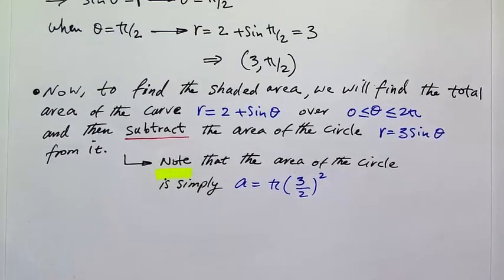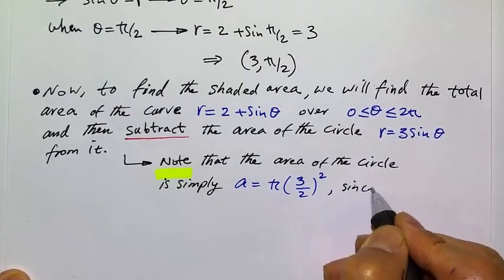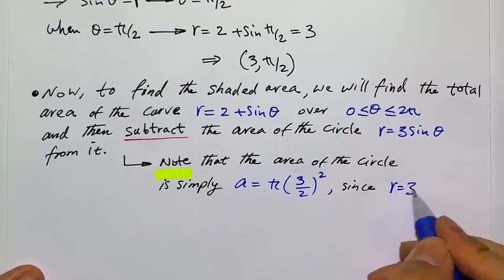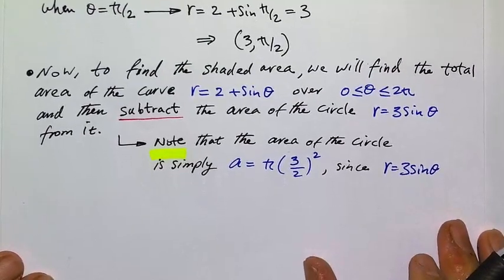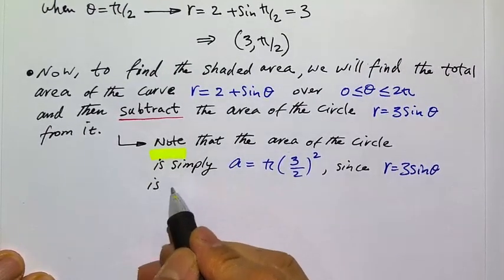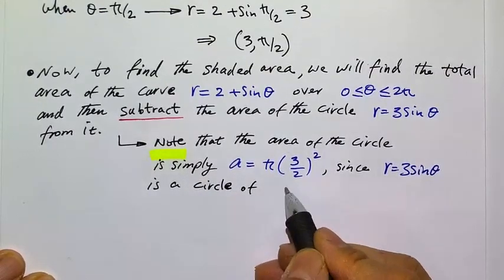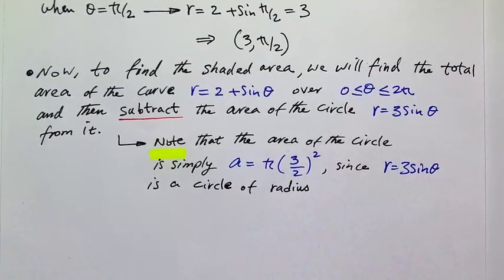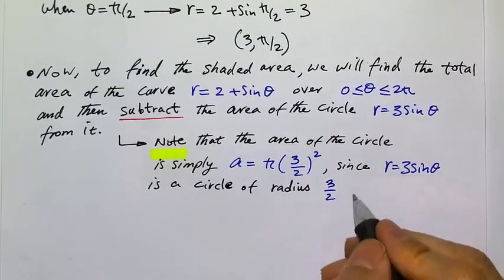Okay, since the circle is simply because, let me just add that also. That curve is a circle of radius 3/2. Okay.